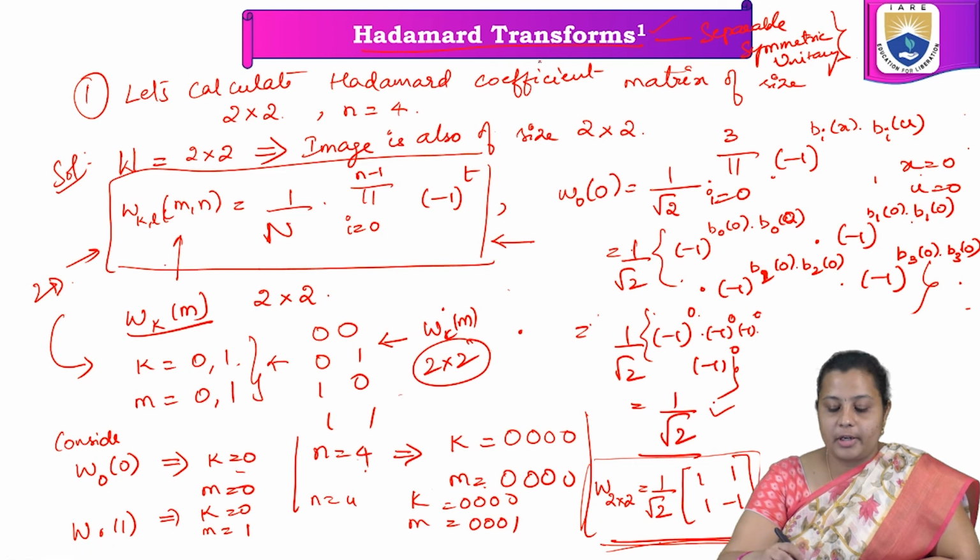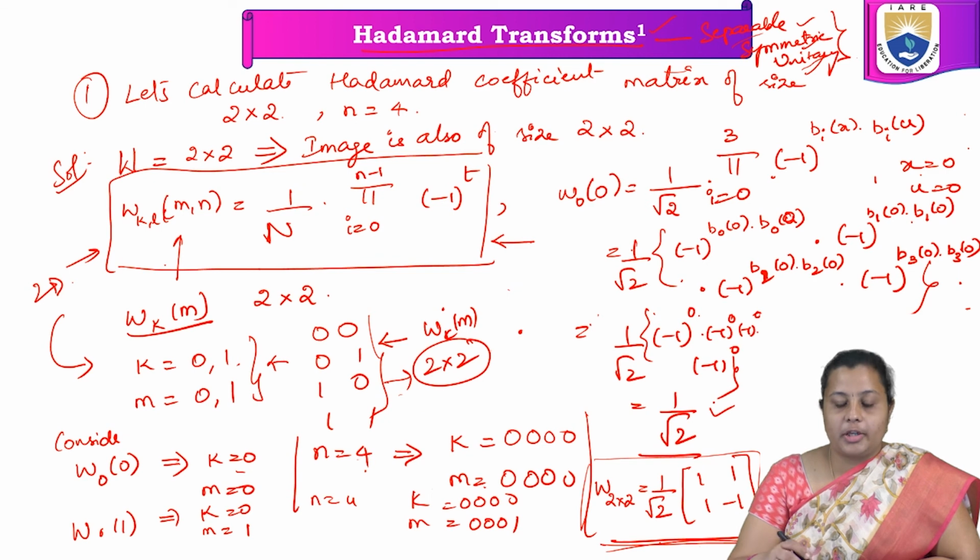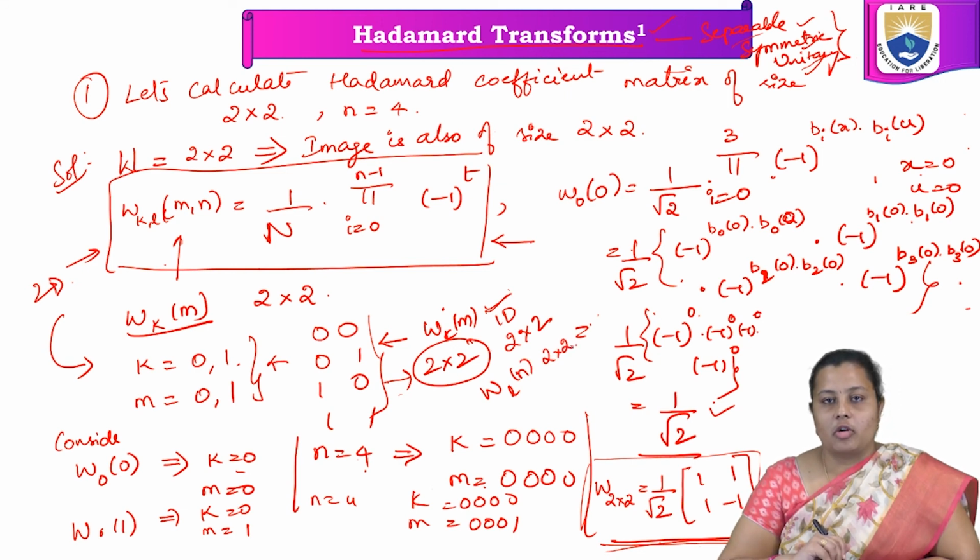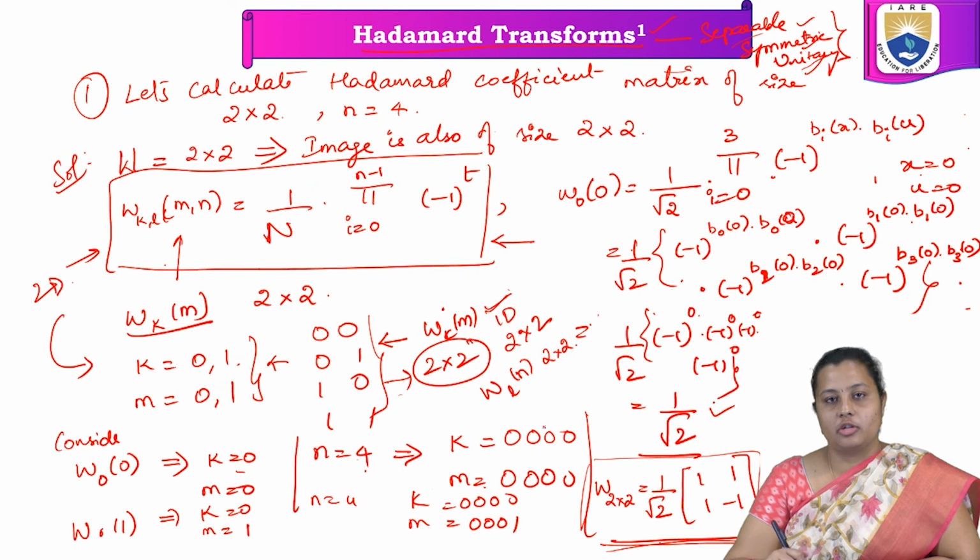So we have observed that the Hadamard transform is separable, symmetric as well as unitary. Since it is separable and symmetric, we can calculate our coefficient matrices by combinations of k and m, which turn out to be 4 combinations 0,0, 0,1, 1,0, 1,1, from where we observe that our separable 1D transform function is of size 2 cross 2. So we can even say that my Wl of n is also a matrix of size 2 cross 2, so my transform matrix will also be of size 2 cross 2.